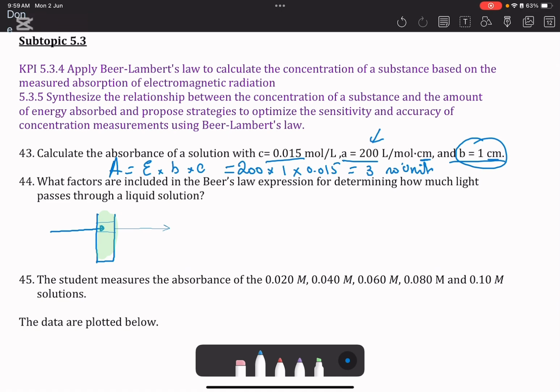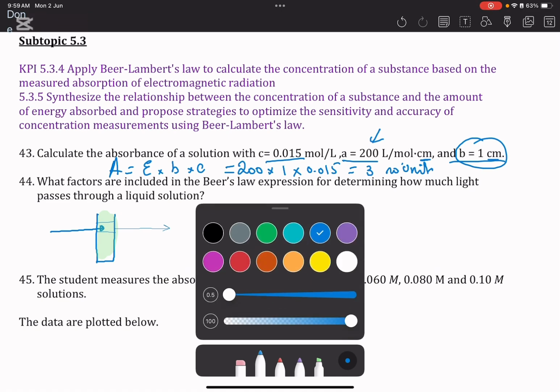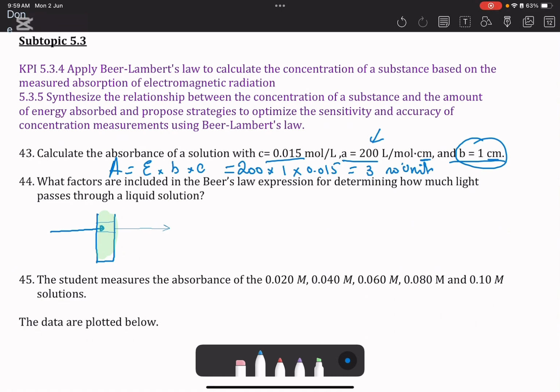Now, of course, the color of the light is important. The color of the solution is important, which indicates the molar absorptivity. So it affects how much light will be absorbed by this solution. Now, the size of the cuvette, whether the cuvette is 1 centimeter or 2 centimeters, is going to affect how much light is going to be absorbed throughout its path. So it's very important to use a known size of a cuvette.